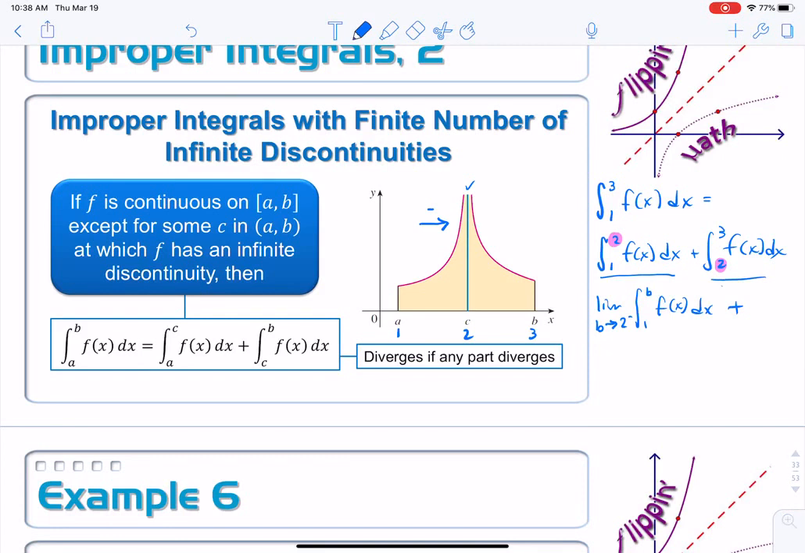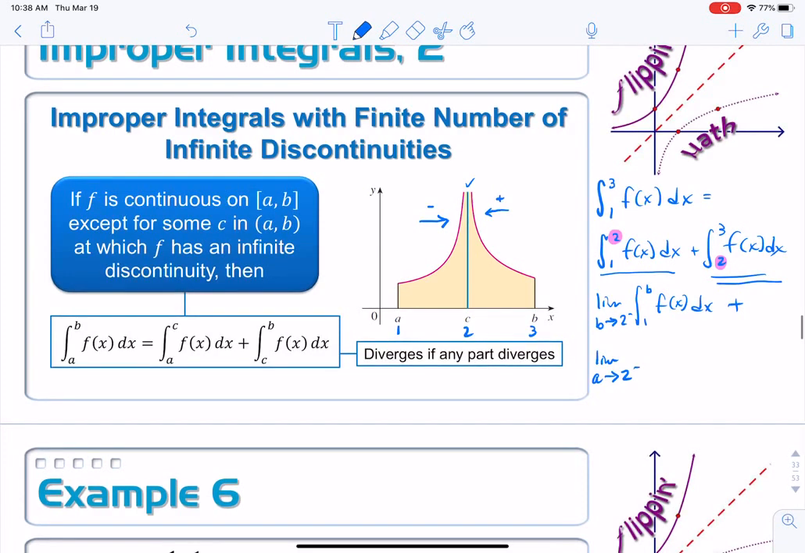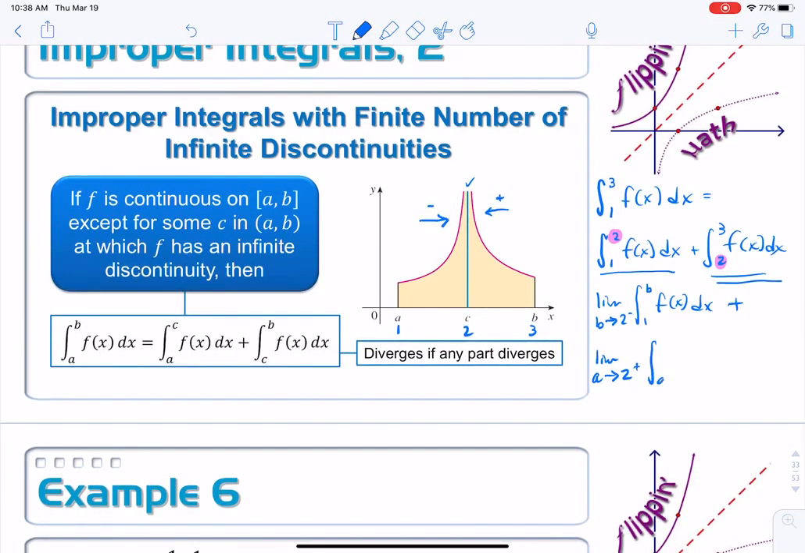Plus, and now the second one here, I'm also going to turn that into a limit, but this time I'm going to use an a. It's on the lower side there. So on this side, the vertical asymptote is on the left-hand side, but in order to approach it, I have to approach it from the right. So this will have a little plus sign on it. Definite integral from a to 3 of f of x dx.